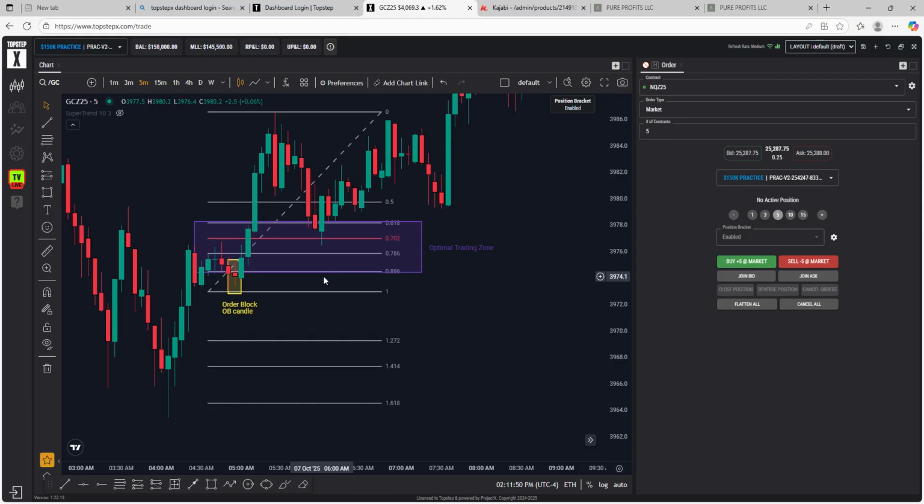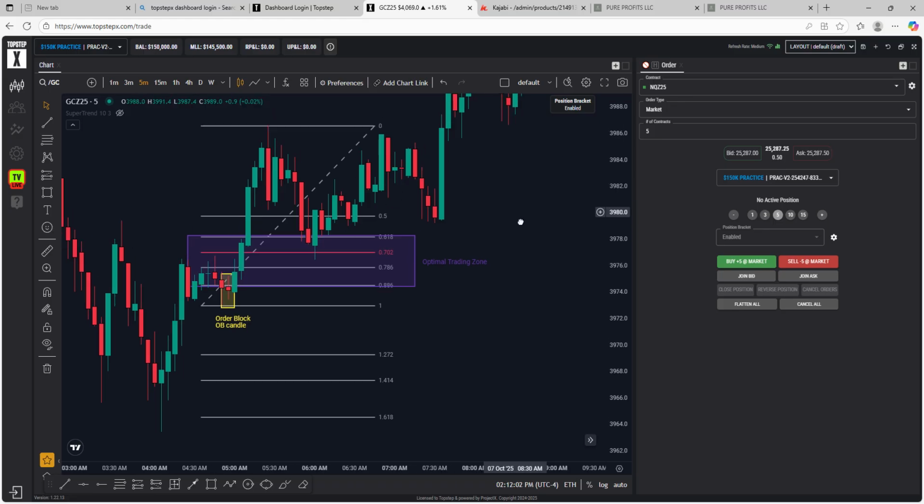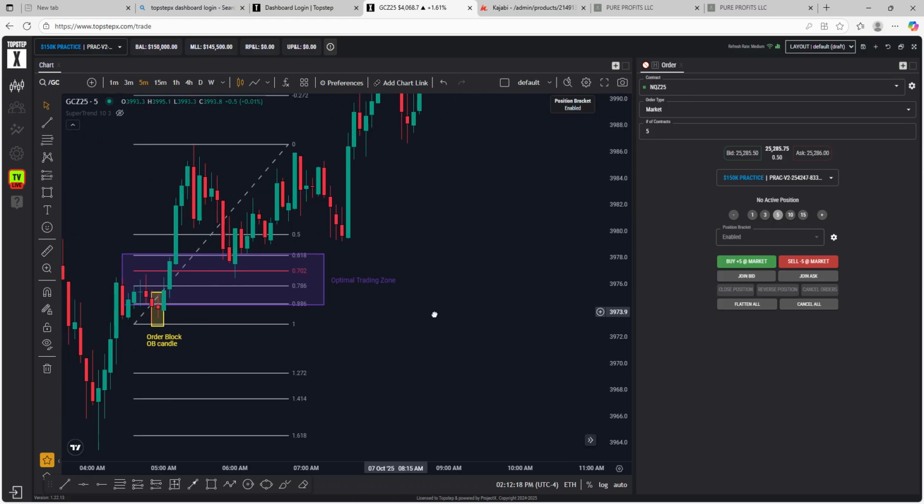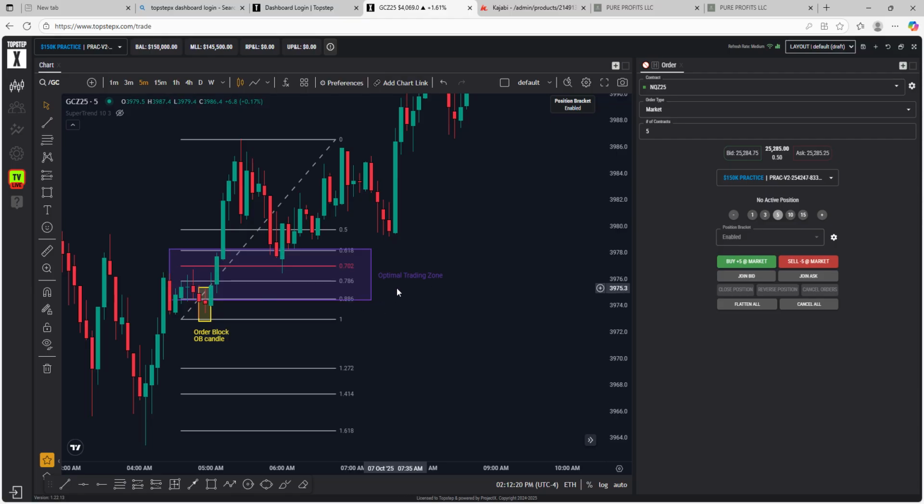Now, does it have to? No, not every time does it have to come and touch. That's why our 702 is highlighted red, because a lot of times with this OB candle valid, it'll come back to the 702 and then take off, which it did. Now, understanding risk, this is where I'm going to mix in risk management with OB candles so I can show y'all the difference. So if we were currently in a live trade, this is what we would do.